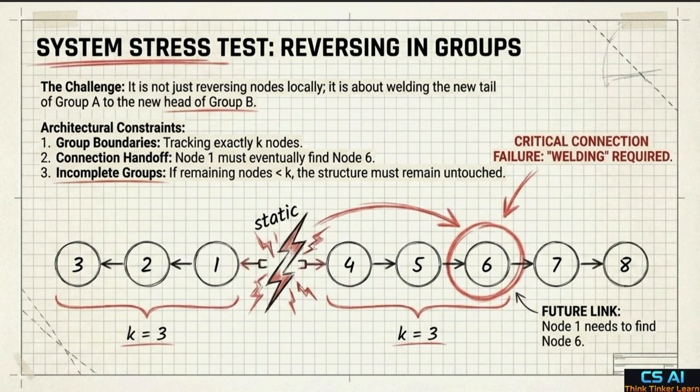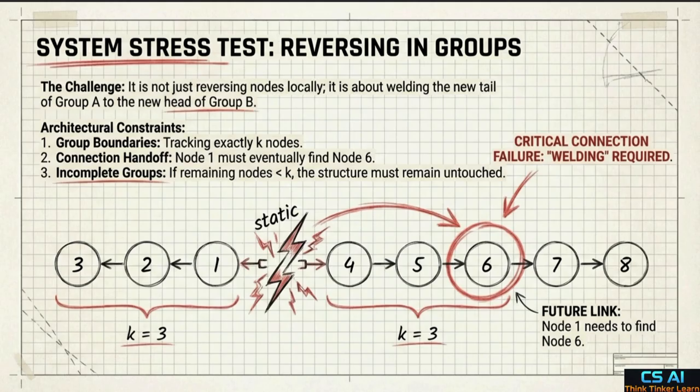This careful sequence maintains structural integrity. Next, we tackle a system stress test. The challenge here is not just reversing nodes locally within a group. It is about welding the new tail of group A to the new head of group B. As you can see here, we have architectural constraints, group boundaries. We need to accurately track exactly k nodes per group.